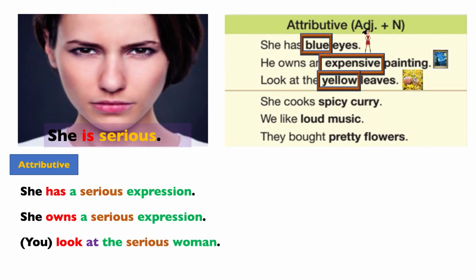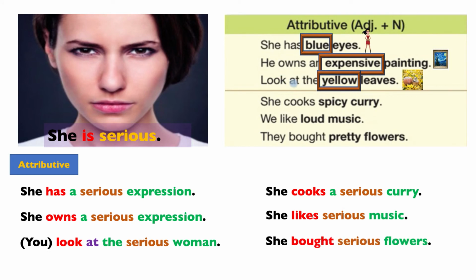Alright. But you notice at the top here, she has blue eyes. She has a serious expression. She owns a serious expression. You look at the serious woman. See here, look at the leaves. Look at the serious woman. Alright, so these are all attributive.